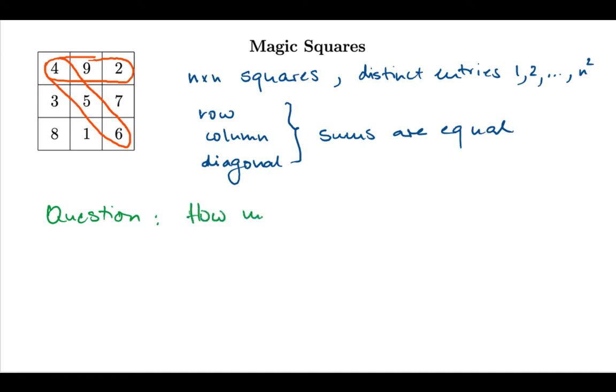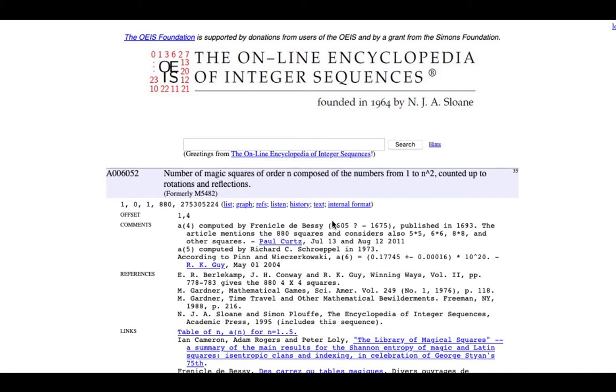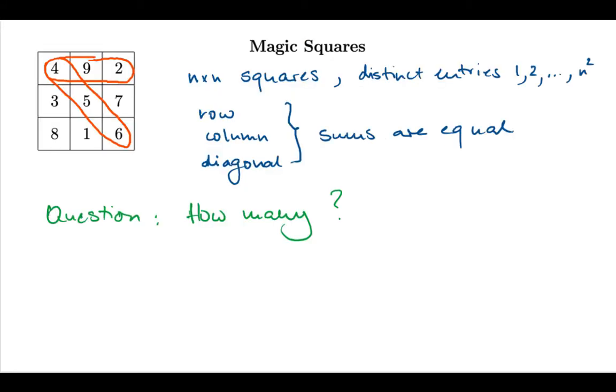So, how many magic squares are there for a given size n? And this question is open for n equals 6. Let me show you the state of the art. This is the online encyclopedia of integer sequences, famously put together by Neil Sloane. And here you can see the first 5 numbers. These are the number of magic squares up to rotation and reflections. For n equals 3, it turns out there's exactly 1. For n equals 4, there's 880. And for n equals 5, there's more than 275 million. And if you can compute this number for n equals 6, you'll be quite famous. So this is a hard question.